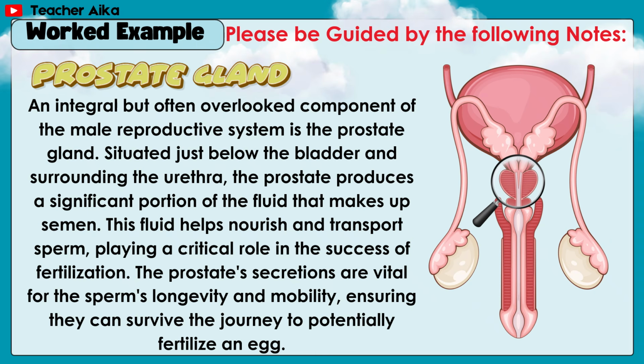Prostate gland. An integral but often overlooked component of the male reproductive system is the prostate gland. Situated just below the bladder and surrounding the urethra, the prostate produces a significant portion of the fluid that makes up semen. This fluid helps nourish and transport sperm, playing a critical role in the success of fertilization. The prostate secretions are vital for the sperm's longevity and mobility, ensuring they can survive the journey to potentially fertilize an egg.